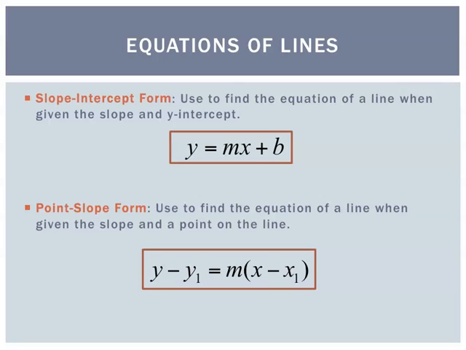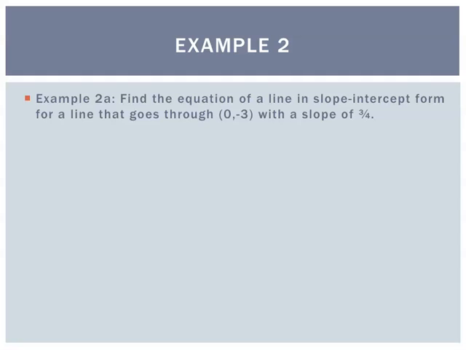Let's take a look at example 2. Find the equation of a line in slope-intercept form for a line that goes through 0, negative 3, with a slope of 3/4. So simply in this one, you are told the slope is 3/4. Now the point that it goes through is at 0, negative 3. Now because x is equal to 0, you actually know that this is the y-intercept that's given to you. So the y-intercept's at negative 3, the slope is 3/4, so we can actually use slope-intercept form and plug in for the slope and the y-intercept and get our line. So y equals 3/4 x minus 3.